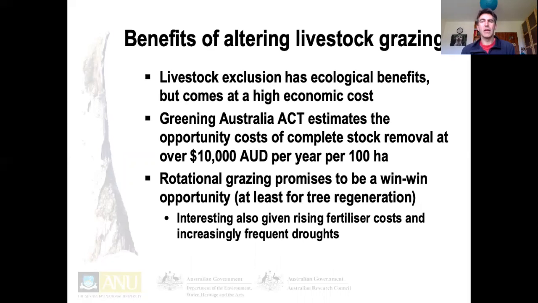Similarly, when it comes to livestock grazing, changing that has ecological benefits, but comes at a potential high economic cost. So, for example, completely removing stock might cost up to 10,000 Australian dollars per year per 100 hectares. So that's a lot of money lost to farmers. On the other hand, this idea of rotational grazing, high intensity, short duration grazing, means you can still use your grazing land, but move your livestock around. And it might promise a win-win outcome in the sense that you can have some farming here, but you can also get some tree regeneration at the same time.